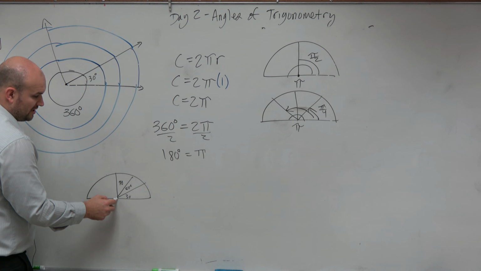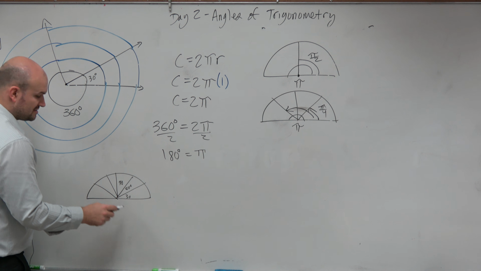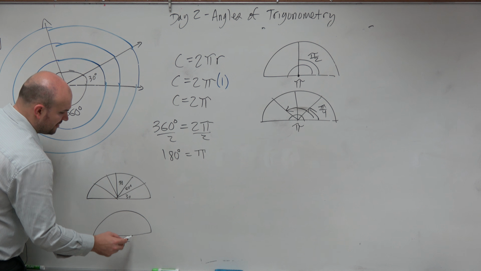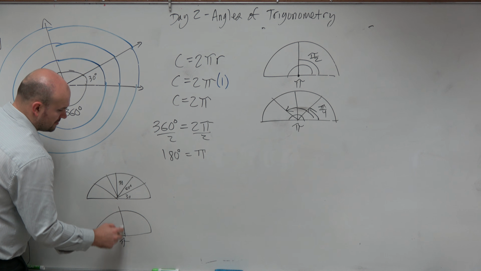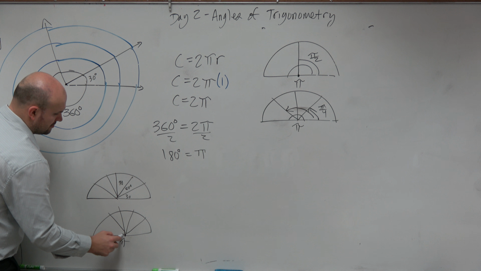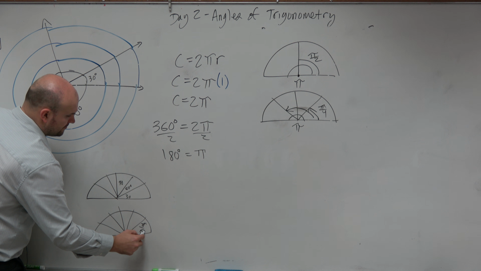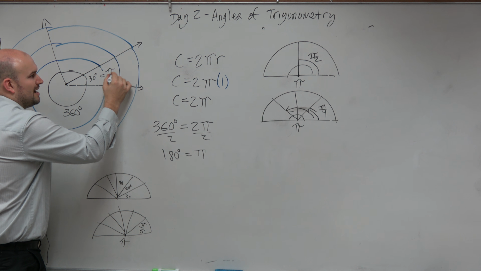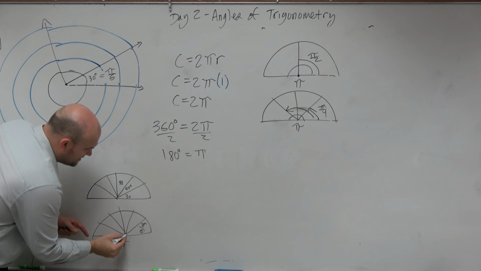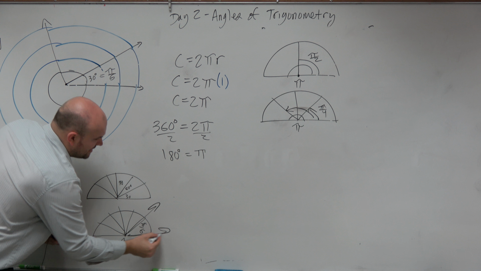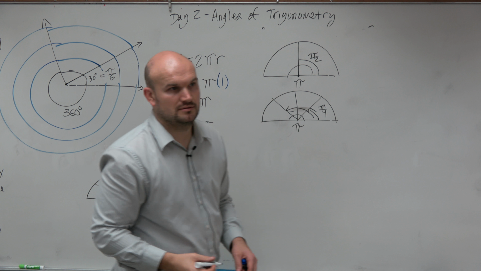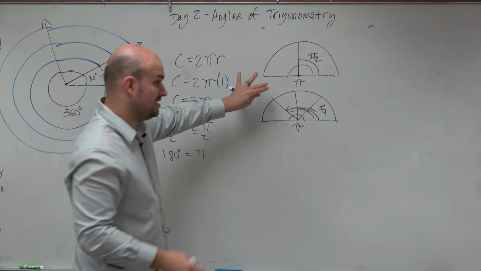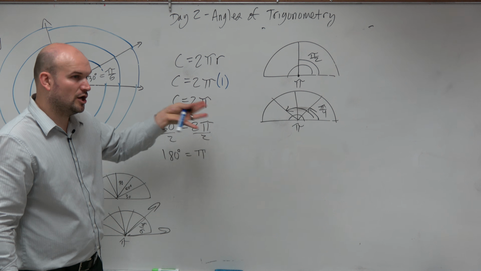So really, that's broken up into 6. So what if I took pi, did the same thing, but I broke it up into 6? Therefore, 30 degrees is equal to pi over 6. They give you the same measure of an angle. OK? That unit of measure, talking about pi, is what we call radians.